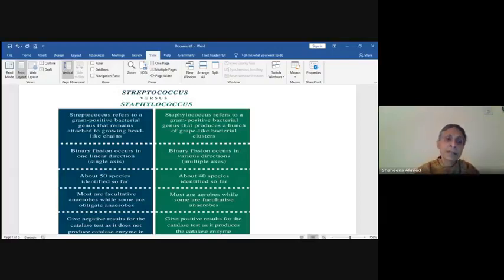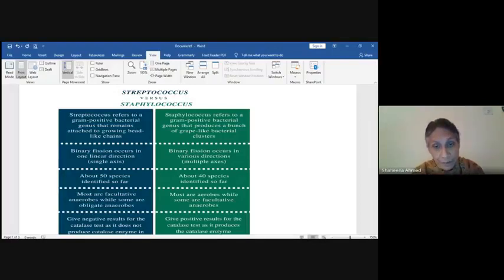Now another important difference is that usually there are about 40 species of staphylococcus which have been identified against 50 species of streptococcus that have been identified. Then we move on.